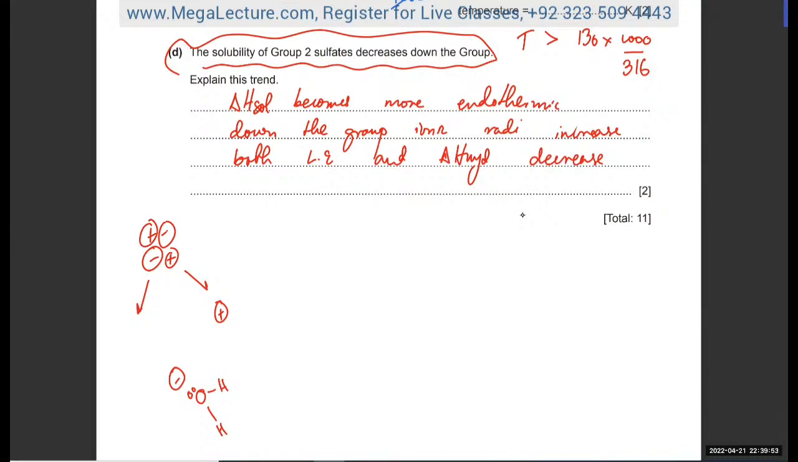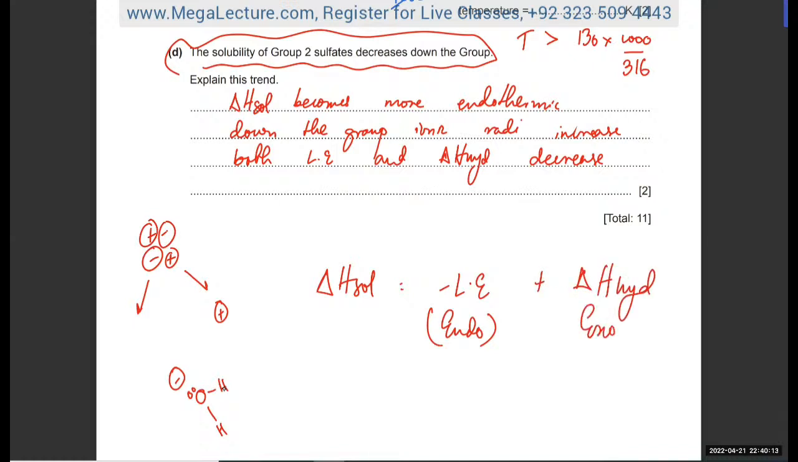But enthalpy of solution is basically the sum of the 2 things. You're breaking the lattice, that's the negative of lattice energy. That part is actually endothermic. And then you're forming bonds with water molecules. That is enthalpy change of hydration. Since you're forming bonds, that part is exothermic. So if the overall thing is becoming endothermic, that means the endothermic term is bigger compared to the exothermic term. So if both are decreasing, but hydration decreases less.